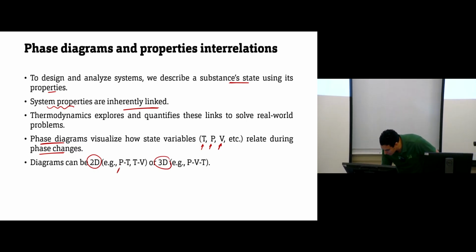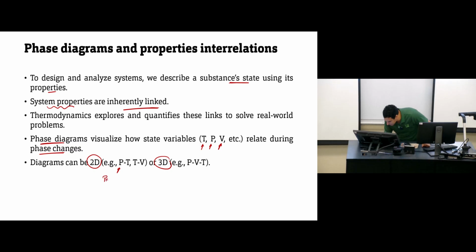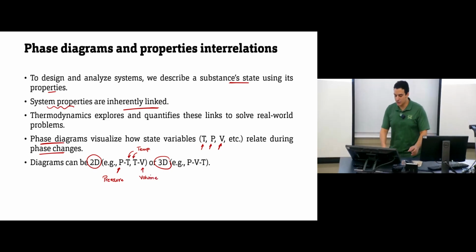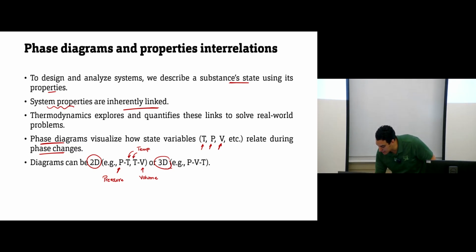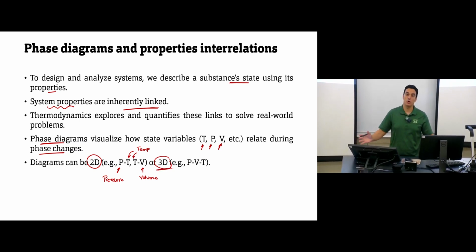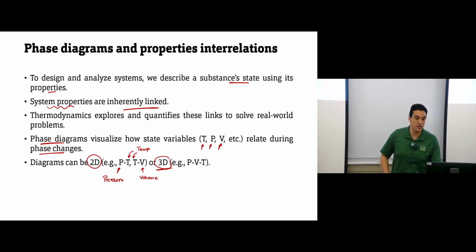This P indicates pressure, and this T indicates temperature. This V is volume. So an example of a 2D diagram is the pressure-temperature diagram, or the temperature-volume diagram. Or we can have a 3D diagram, which is pressure, volume, temperature, all of them plotted in the same figure.